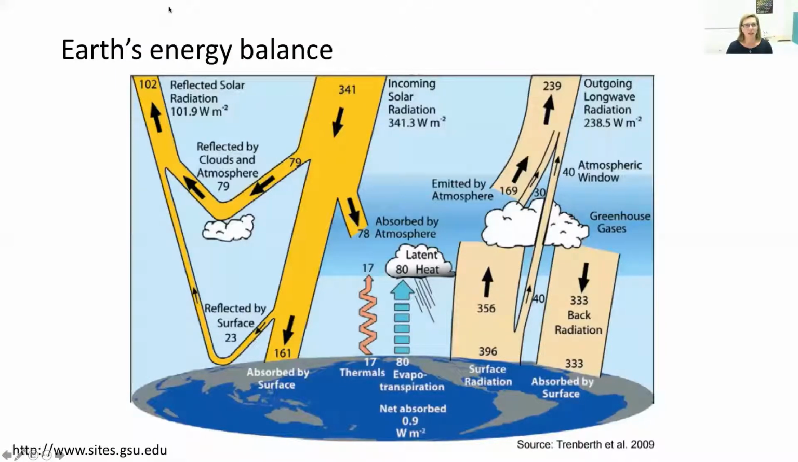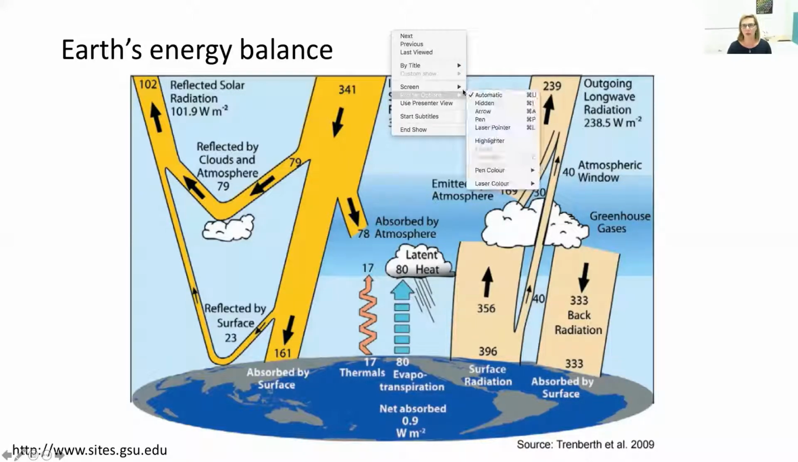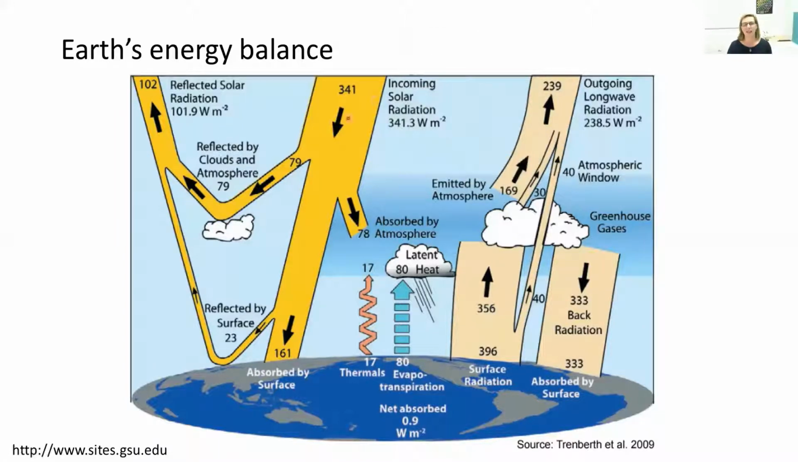So the Earth's energy balance refers to the incoming solar radiation from the sun and the different pathways that radiation follows in the atmosphere. At the top of the atmosphere, we have incoming solar radiation, and that works its way down through the atmosphere. Some of it's absorbed by the atmosphere, some's reflected by clouds and returned out to space, and some of it comes all the way through to the surface and is even reflected by the surface.